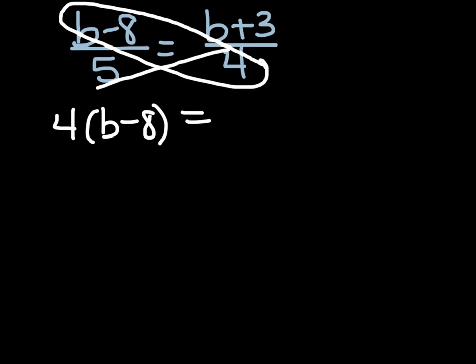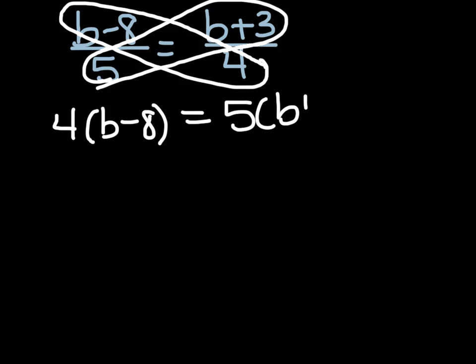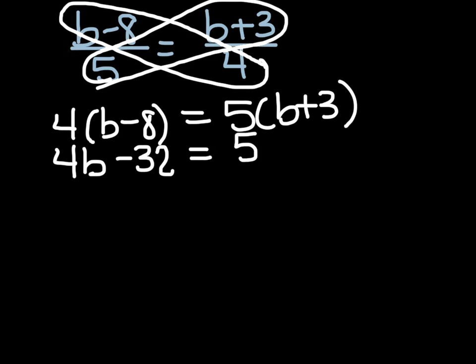Therefore, when you multiply these two, you would get 5 times b plus 3. Well, you've solved an equation that looks like this. You know that you just need to distribute first. So when you distribute, you get 4b minus 32 is equal to 5b plus 15.